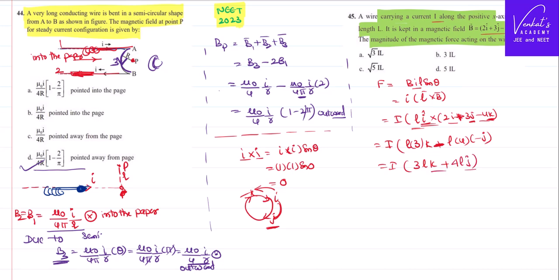But k and j are perpendicular to each other. The resultant will be the root of 3L square plus 4L square, that is 5L. So your answer will be 5IL. That's the answer for your problem. That's how we solve this question. Thank you for watching.